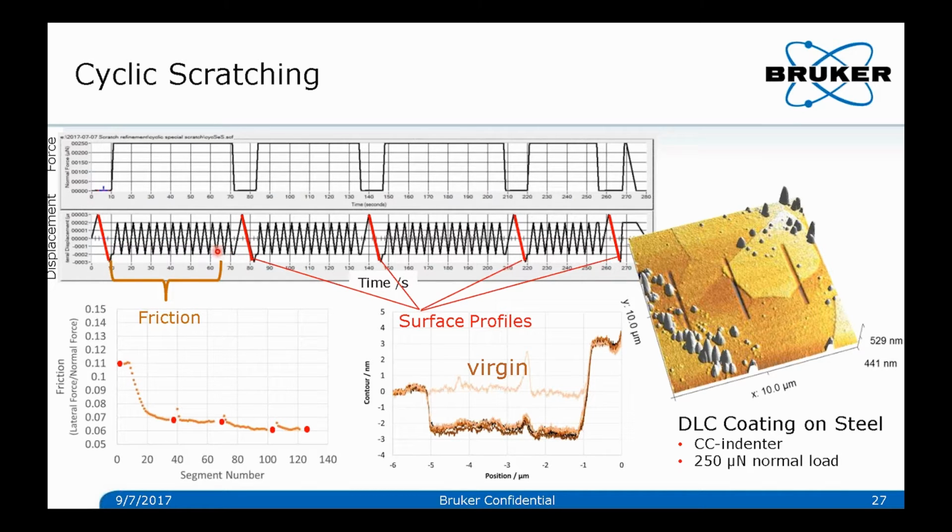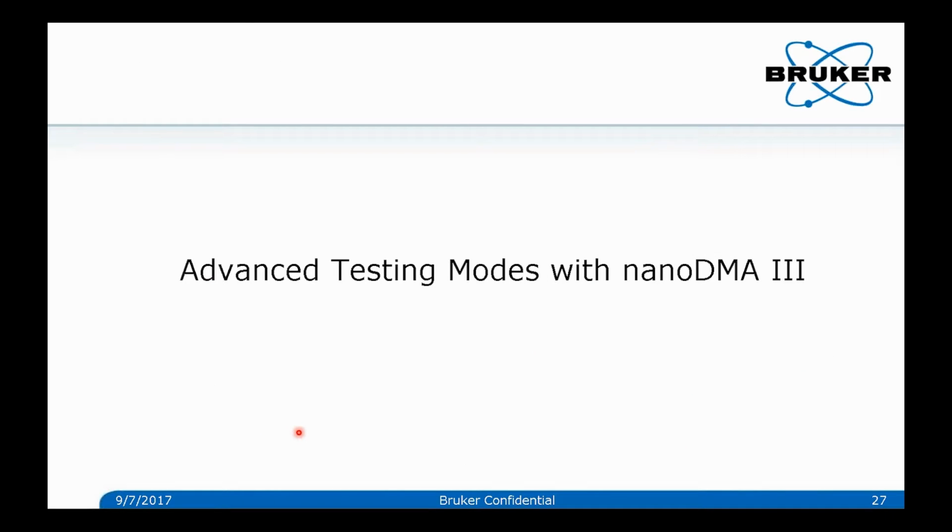And you can see that in the friction measurement. So if we look at friction versus segment, you can see the friction is changing very quickly during the first set of passes as we're wearing away material, and then it slowly stabilizes, but it does slowly continue to decrease as you're continuing to smooth out the surface.